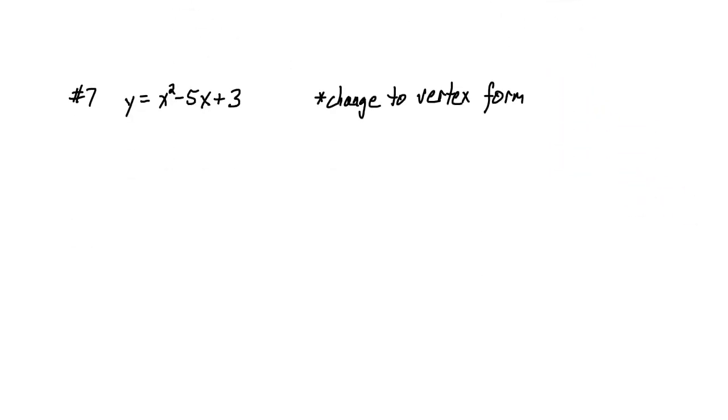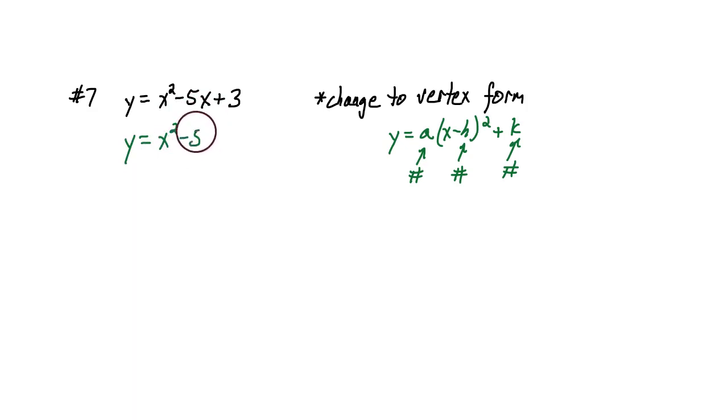Number 7, take this equation, which is in standard form for a parabola, and change it to vertex form. Vertex form is y equals some number times x minus h squared plus some number. To do this, let's first rewrite it just a little bit so there's a blank spot after the x term and the plus 3's just moved over a little.